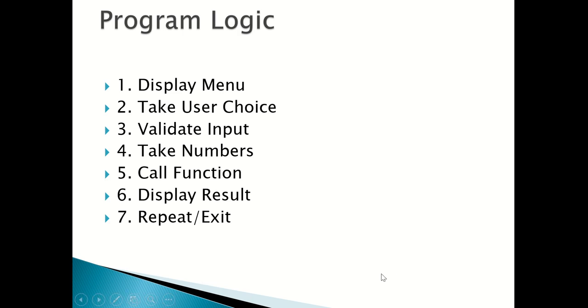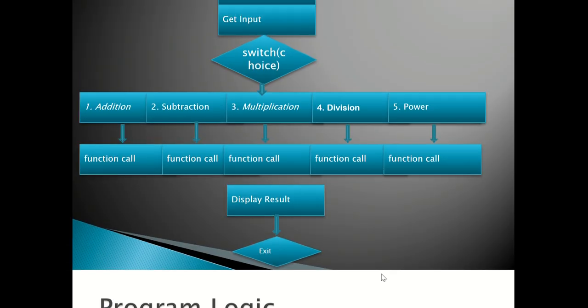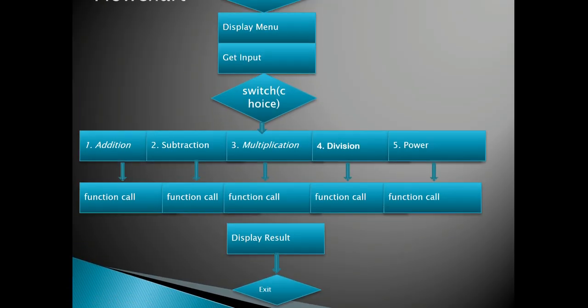Hello everyone. Now I will explain how the program logic works. Firstly, now I will explain from the flowchart how it will work. Firstly, it starts the program and displays the menu to the user. Then it will get input from the user. It uses switch case to handle multiple options. If the user selects addition, then it will call the addition function. If the user selects multiplication, then it will call the multiplication function. Then it will take two numbers as input, display the result on the screen, and exit the program.